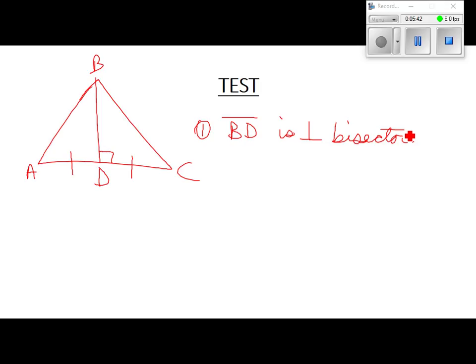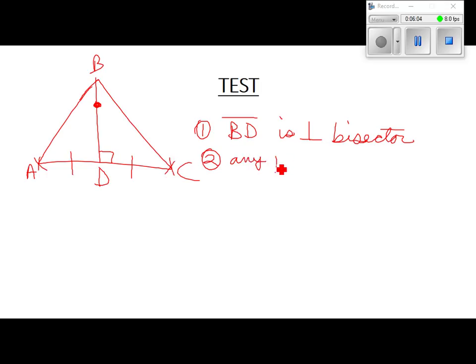Once we know it's a perpendicular bisector, we had a theorem. What did that theorem say about perpendicular bisectors? Any point that falls on that perpendicular bisector is equidistant from the endpoints of the original segment. That's the next thing I wanted.